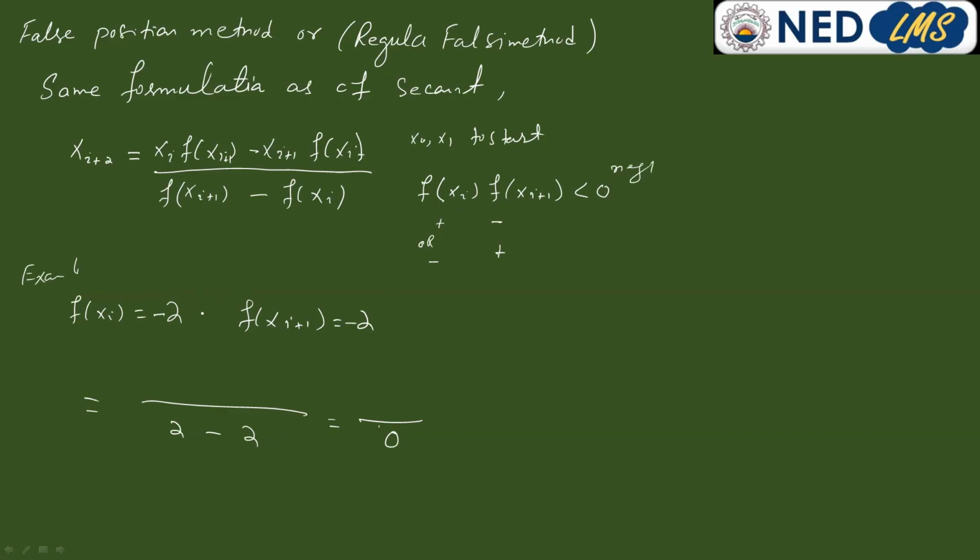Or if it is minus 2, then this must be plus 2. It has to be opposite sign. I'm discussing the ideal case where the magnitude is the same, but the sign also needs to be opposite. What will happen in this case?